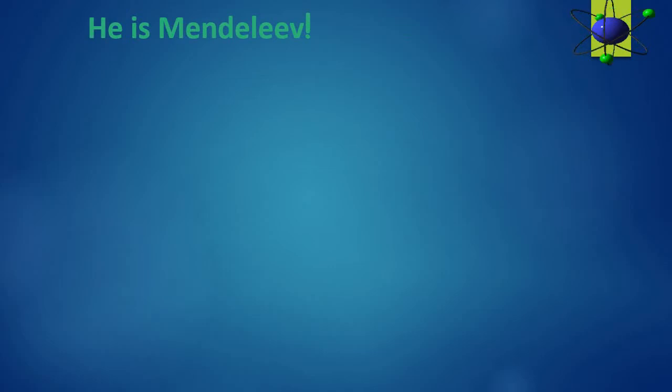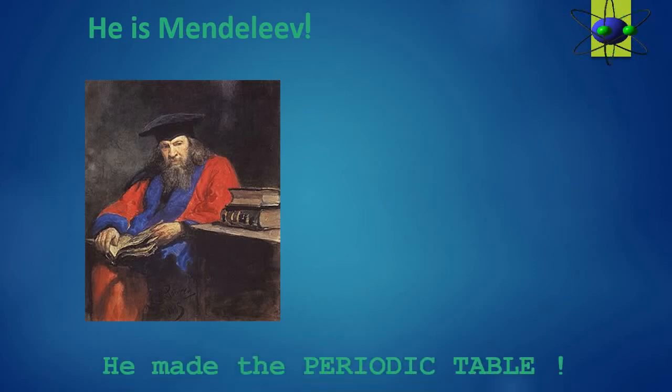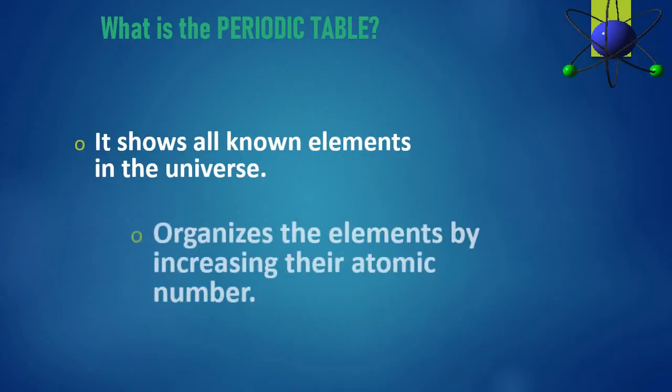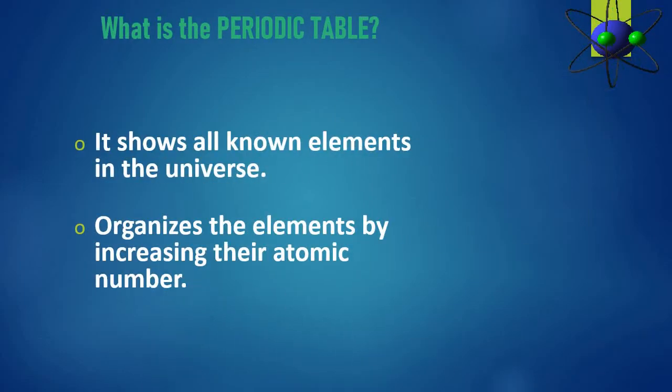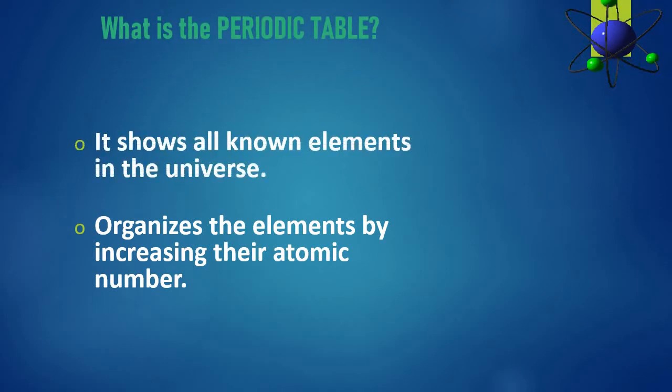So students, do you know who this is? He is Mendeleev, and he made the periodic table. So students, this is the periodic table. Next slide we see what is the periodic table. The periodic table shows all known elements in the universe. It organizes the elements by increasing atomic number.